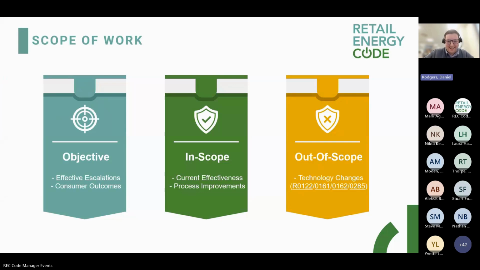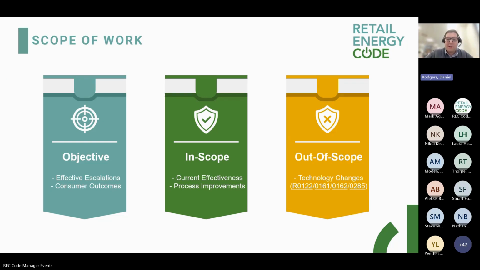Why are we doing this exercise? Well, you as the industry have told us at a previous PA webinar that you'd like us to complete a review of the current escalation process and its effectiveness. So our Performance Assurance Board also agreed that it was a priority, and so they've included it in our Performance Assurance Operating Plan for the 25-26 REC year.